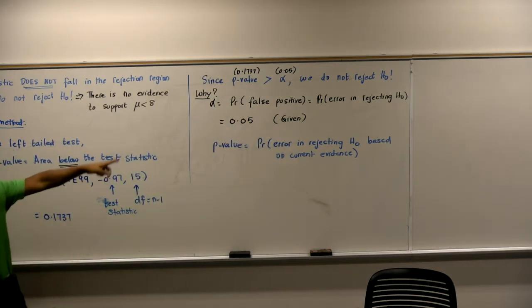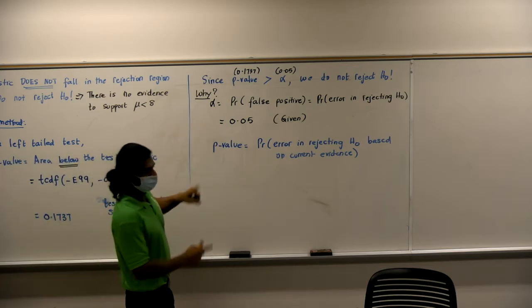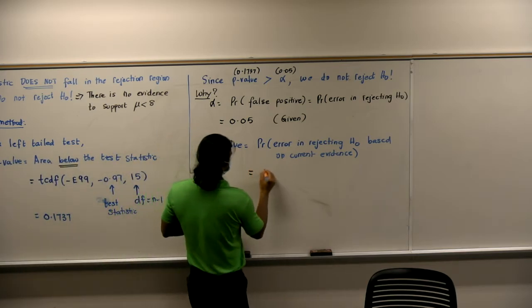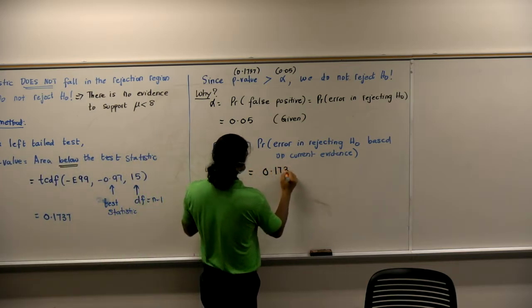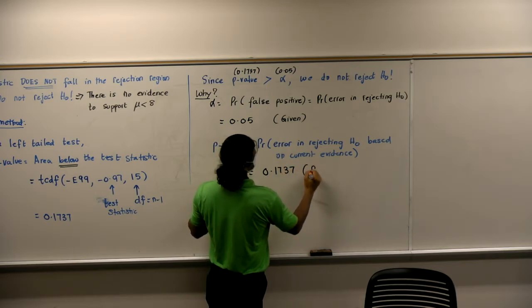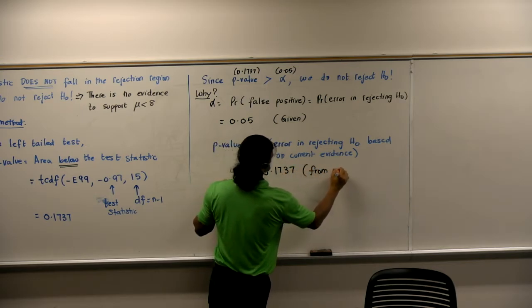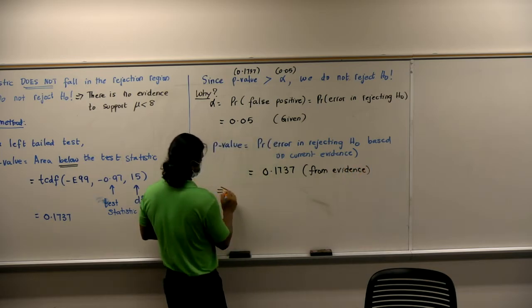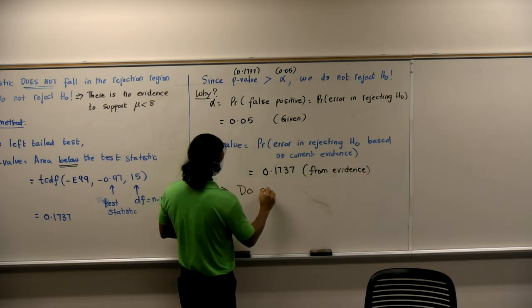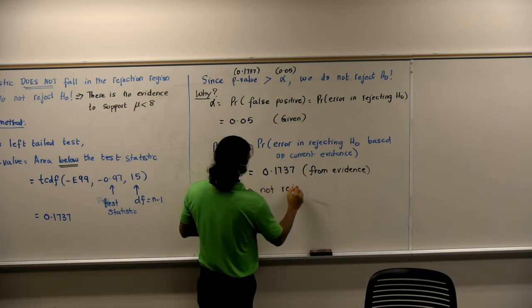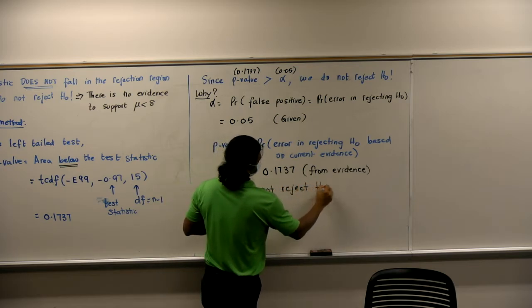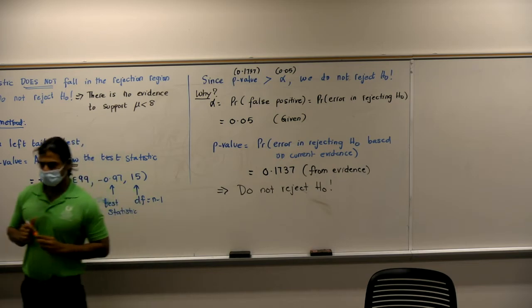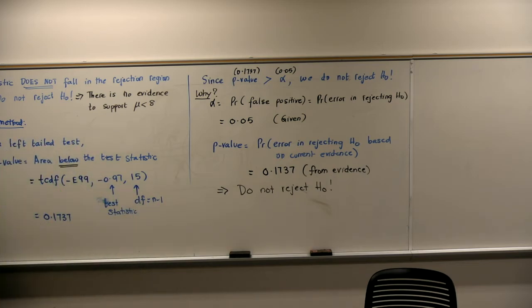So that number is 0.05, that's what we set. This is what the data is telling us. So naturally, we should not reject null. Does that make sense? Yes?